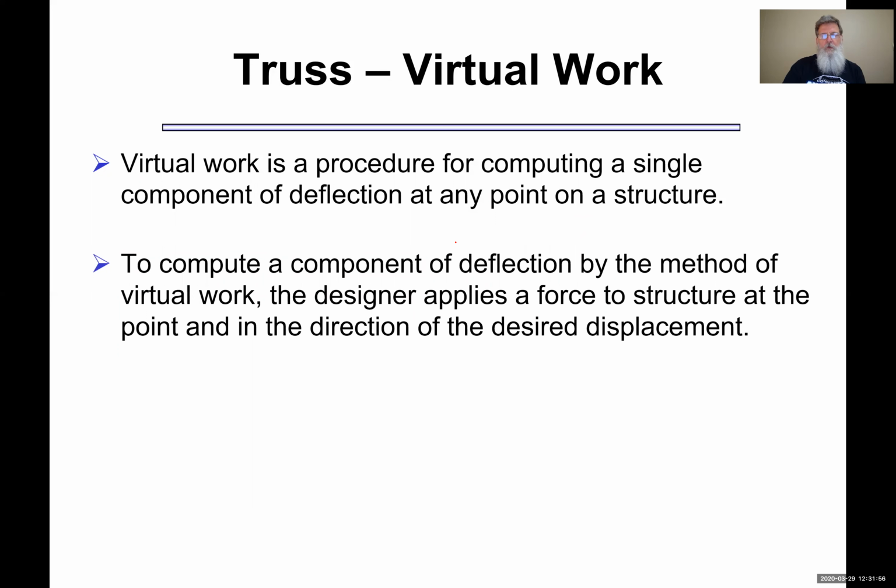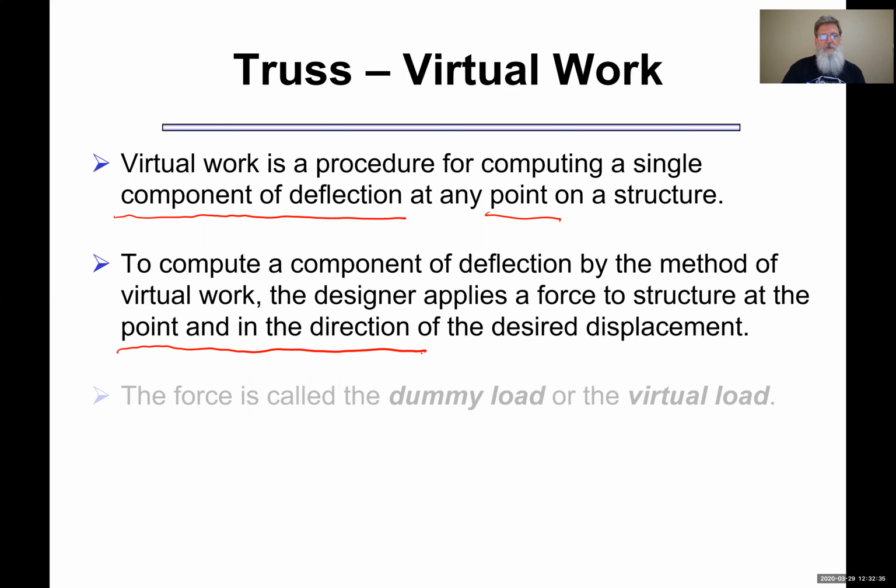So we're going to look at how virtual work will compute a component of displacement at a point in a structure. So you're not going to get an equation like we did in direct integration, kind of like conjugate beam. You're going to get that one component, a displacement at a point in a certain direction. So to do that, you have to choose the point that you want and the displacement direction that you want. So we'll say, I want the vertical displacement at B or the horizontal displacement at A. So once you make that decision, then you can apply this technique.